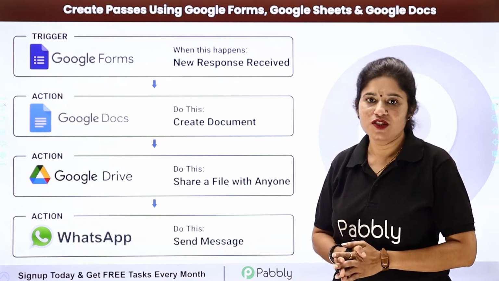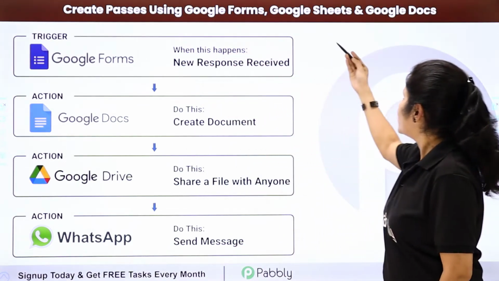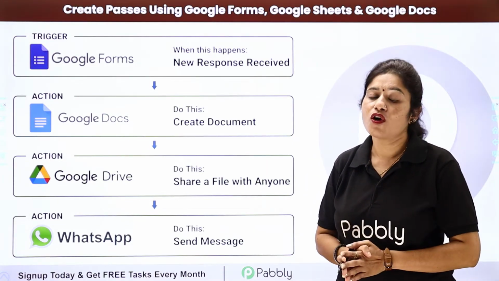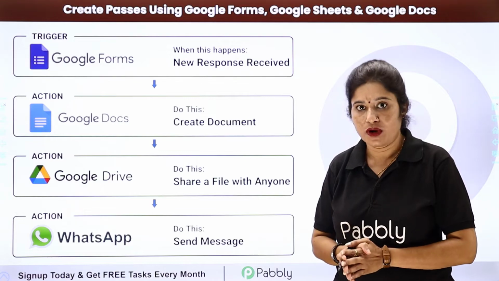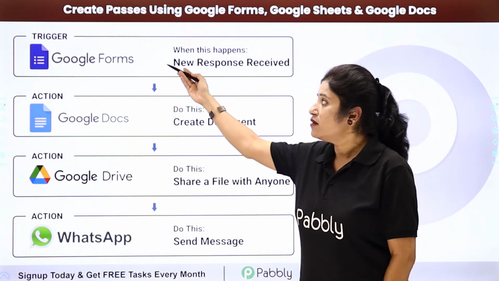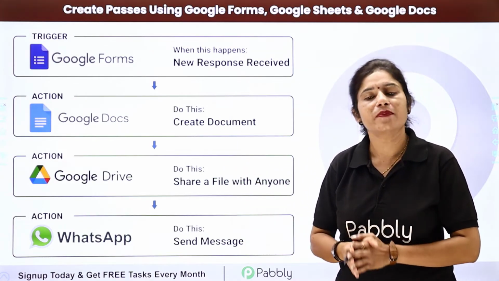In this video, we are going to learn how you can automatically create passes using Google Forms, Google Sheets and Google Docs. So let's take an example that your company is organizing a dinner party for the employees. Now you have created a dinner confirmation form using your Google Forms account and you have shared that form with all the employees to confirm their presence.